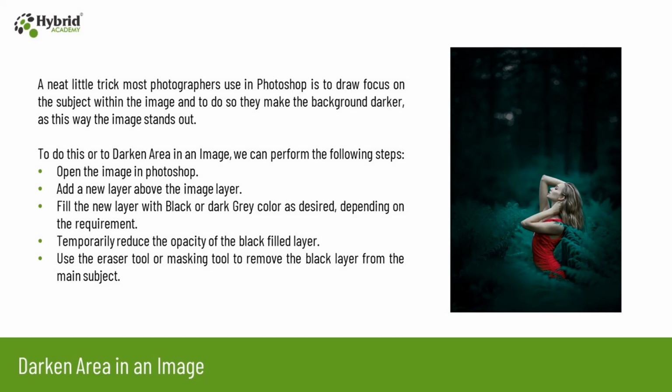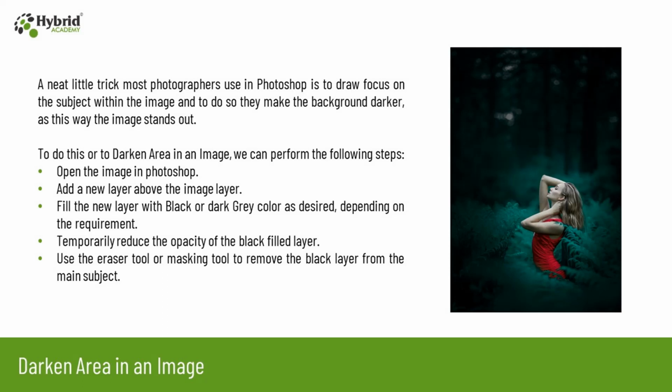We will first open the image in Photoshop. We will add a new layer above the image layer. We will fill the new layer with black or dark grey color as desired depending on the requirement. Temporarily, we will reduce the opacity of the black filled layer. Use the eraser tool or masking tool to remove the black layer from the main subject. Once this is done, we will adjust the opacity which we had reduced earlier to our desired value, and your picture will be ready with the darkened areas around.